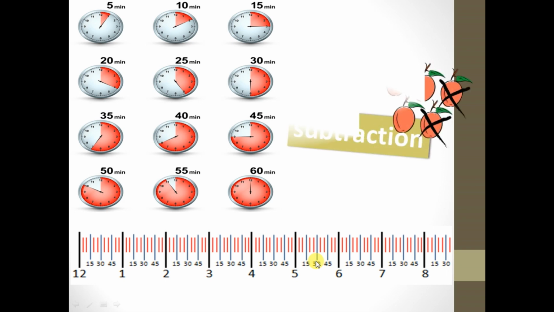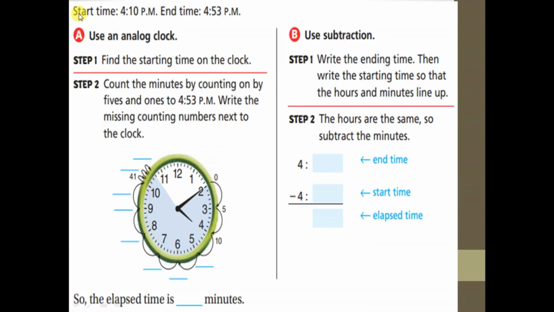Or we can easily subtract between the two different times to get the difference by counting how many minutes passed. Okay, for example, start time was 4:10 p.m. and end time was 4:53 p.m. So we can use two different ways, as I said, or maybe three.